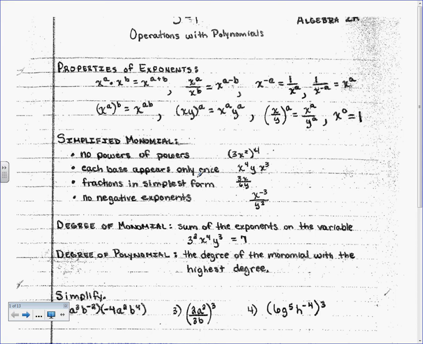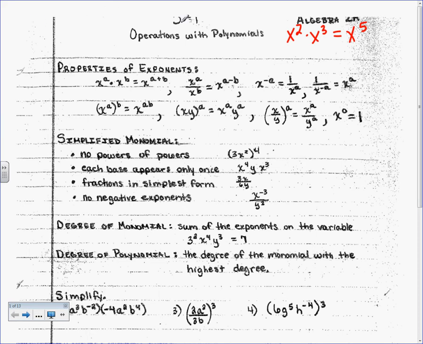5.1 today. It's operations with polynomials. Don't write anything down. Just kind of look up here. In Algebra 1, you knew that x squared times x cubed was x to the 5th. Why did you get that? How did you get that? You added the exponents, right?